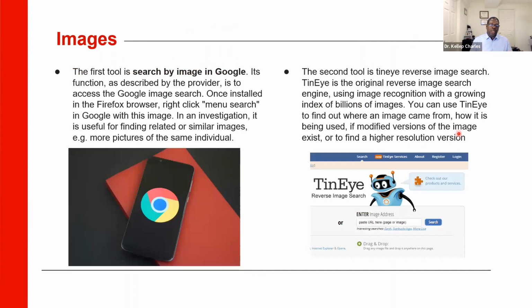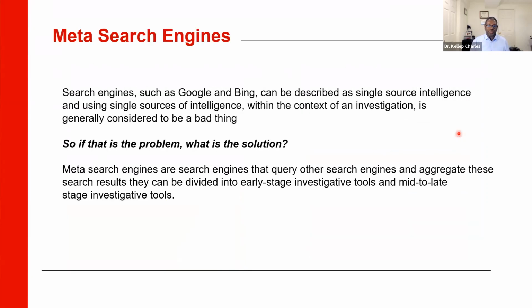We talked about image search. If you have a particular image and you're trying to find this particular individual, you have Google Image, which works very well, as well as TinEye, where all you need to do is drag the image into the application, and it'll show you all the source locations of where that image is being used.